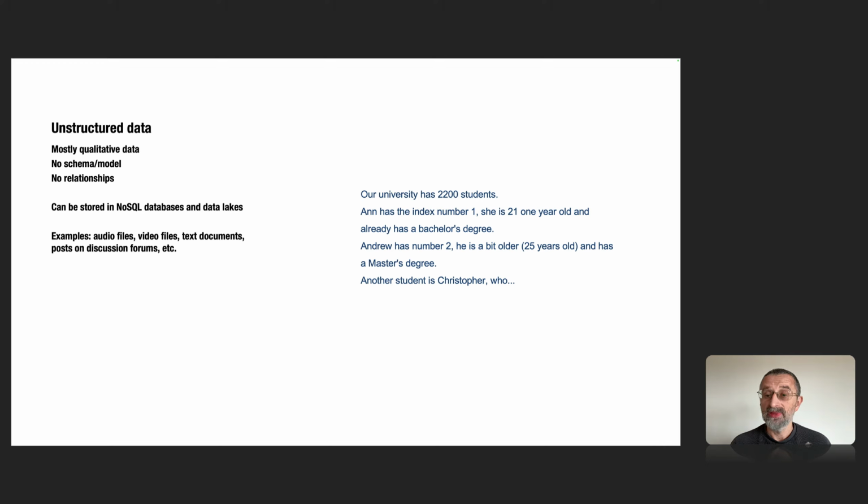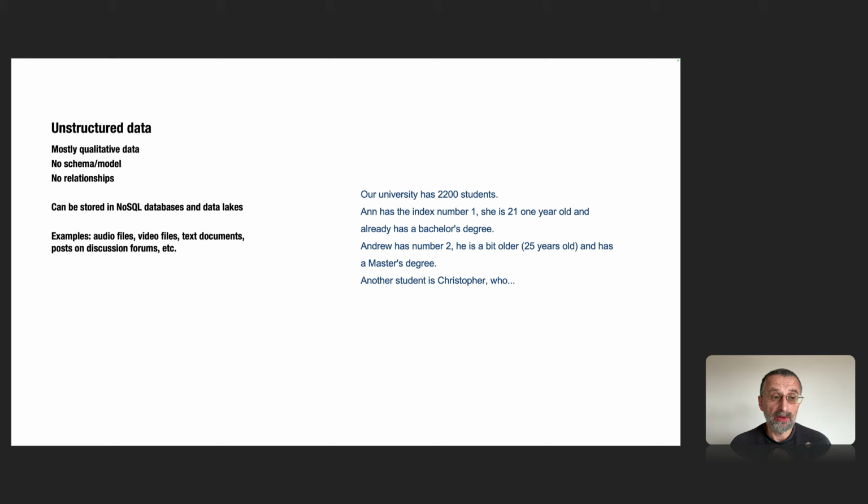As you can see, the same information, but in a completely unstructured way, presented in an unstructured format. But still, the information is there. So it would be a huge loss to remove such information from our data sets because the information is here. So this, as you can see, is completely unstructured data, mostly qualitative.